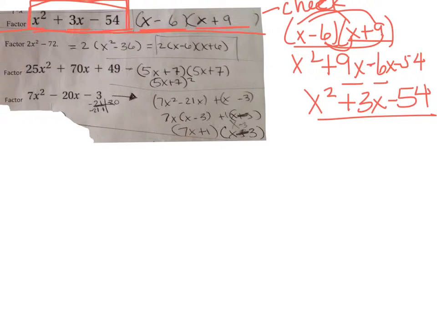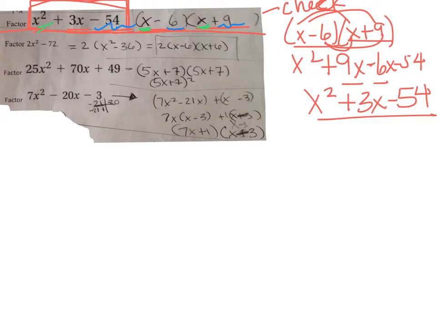And so when you're doing a quadratic, remember the first term times the first term should equal the first term. Last term times the last term should equal the last term, right? So negative 6 times positive 9 definitely is a negative 54.